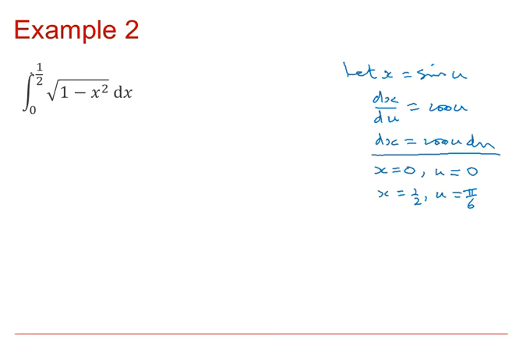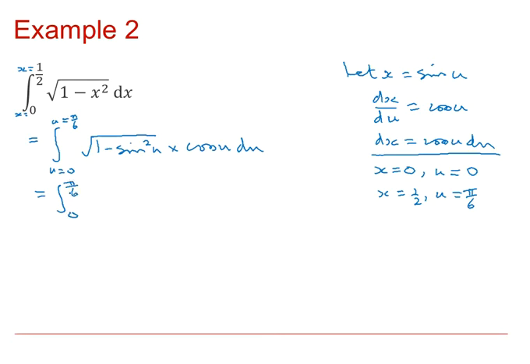So some people, to remind them to change the limit, like to put an x equals on the original limits. And that gives them a little visual reminder that these new limits are u equals pi by 6 and u equals 0. The square root, so it's not 1 minus x squared anymore, it's going to be 1 minus sine squared u, and dx is a cos u du. So the limits are 0 to pi by 6, and they are values of u, remember.